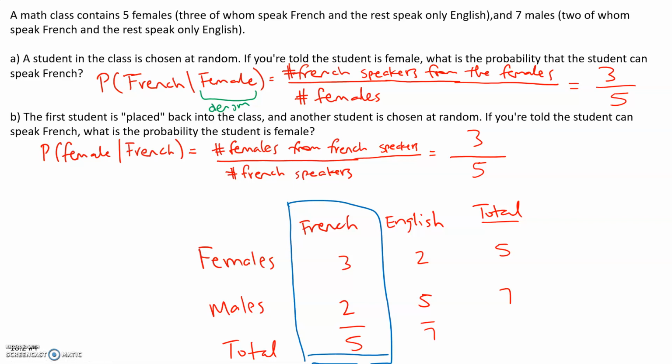Now, if they had asked you, what is the probability that someone is a male given they speak French, then you'd say, all right, how many students speak French? 5 students. Of them, how many are males? There are 2 of them. So that's how the answer would change.